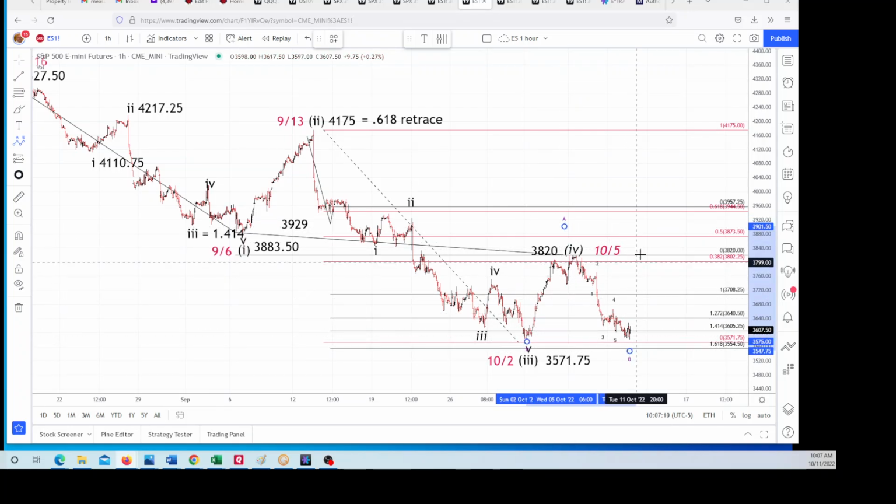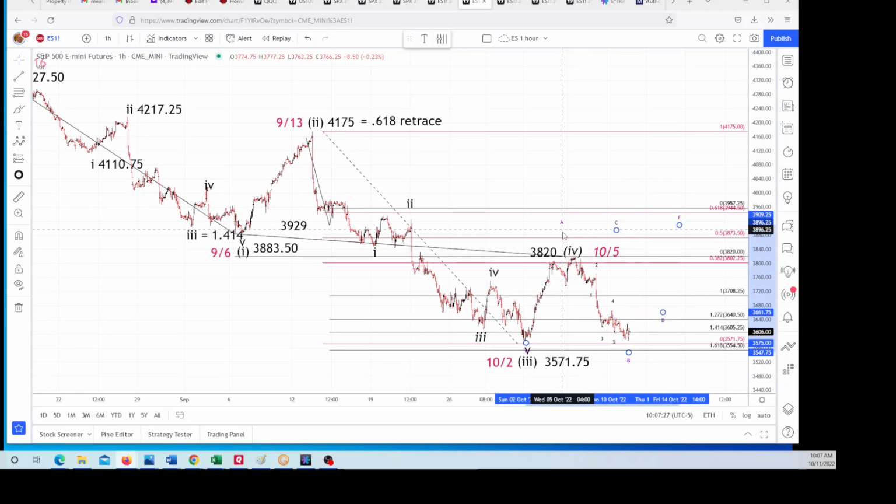That's what we put out to our subscribers. We could get a contracting triangle here. We could get expanding too. We could get a higher C and a higher E and a lower B and a lower D. There we go. It could play out like that.